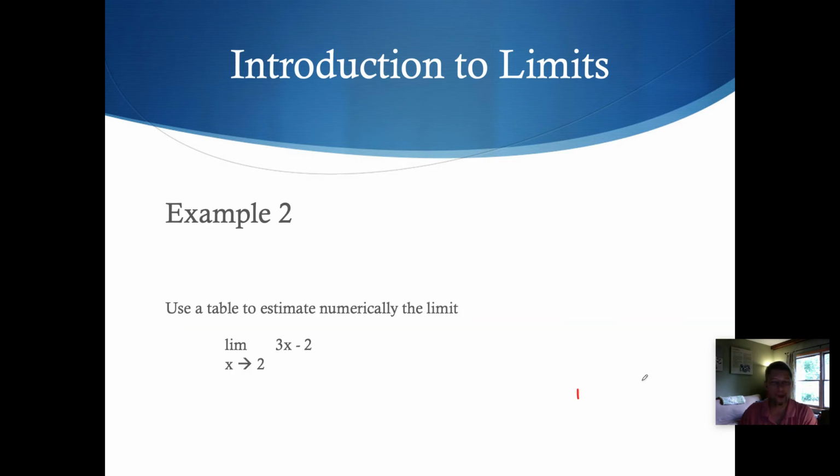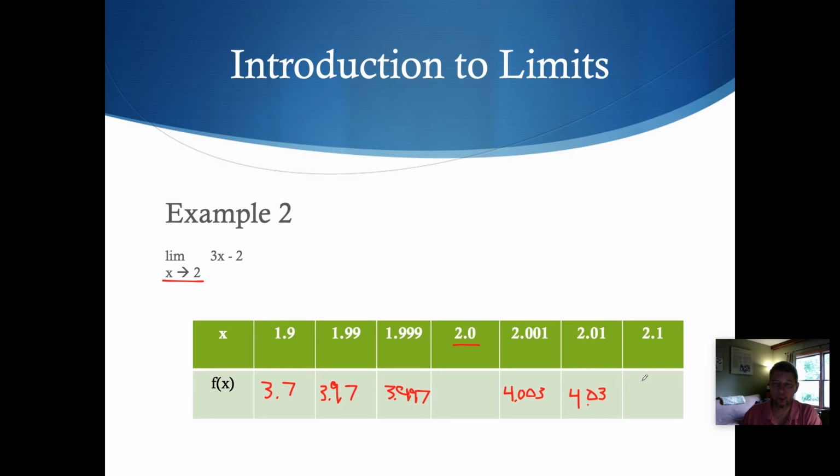And guess what? 2.1 times 3 equals 6.3 minus 2 is 4.3. All right, and you notice that as I move toward the left from the rightmost end, I get closer and closer to 4. As I move toward the right from the leftmost end, I get closer and closer to 4.